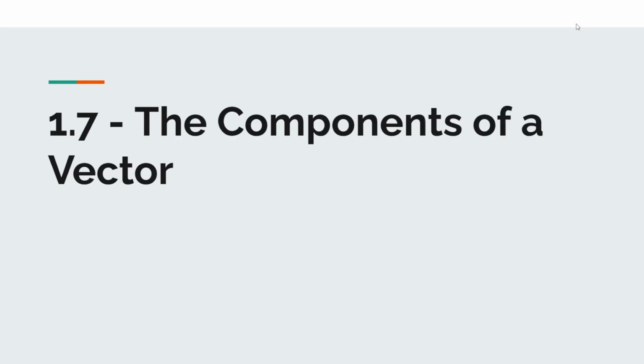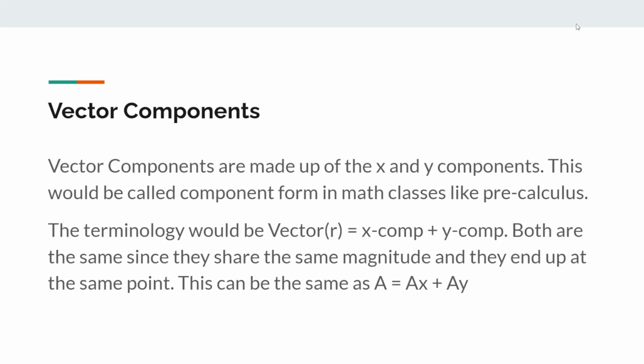The components of a vector. Sorry, the complements comes next. So what vector components are made up of are the x and y components. This would be called component form in math classes like pre-calc. The terminology would be vector r is equal to x comp plus y comp. It's going to be the same as a equals ax plus ay.